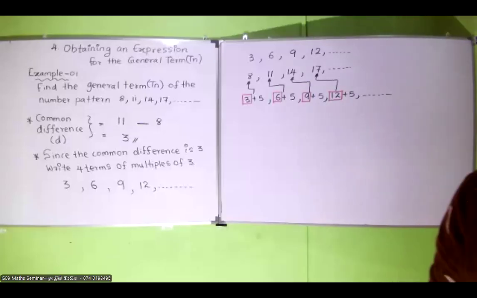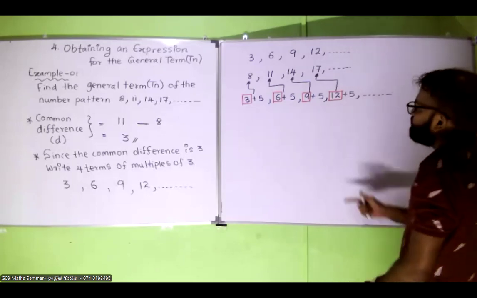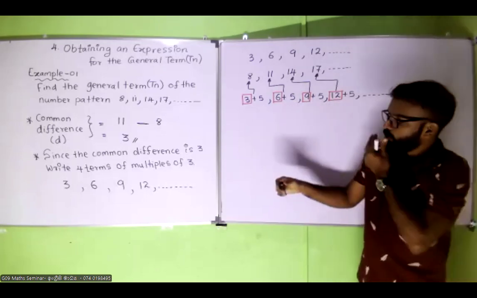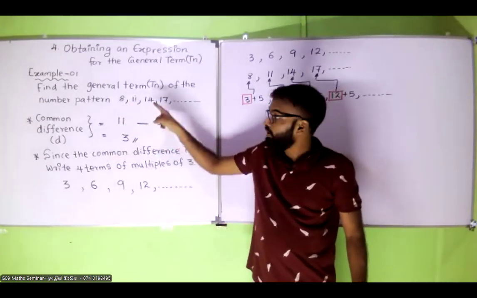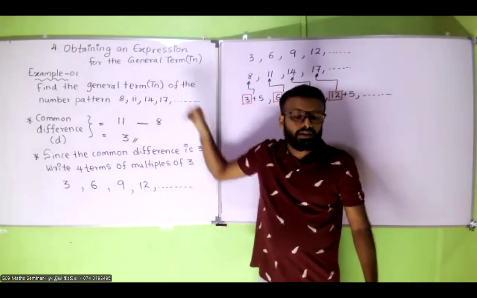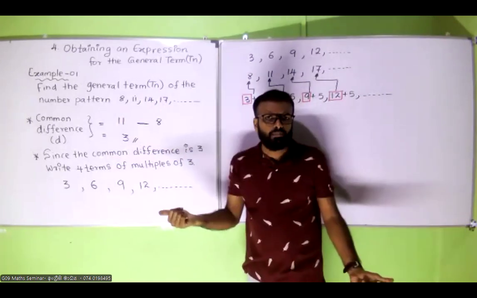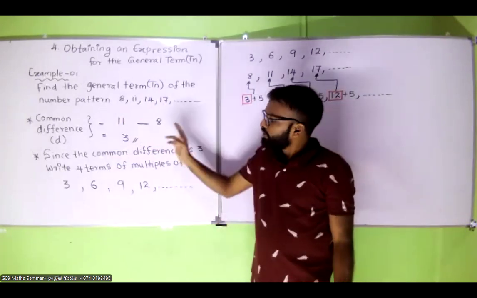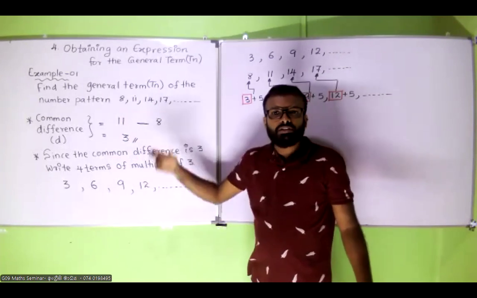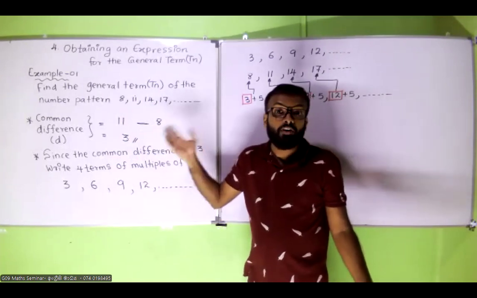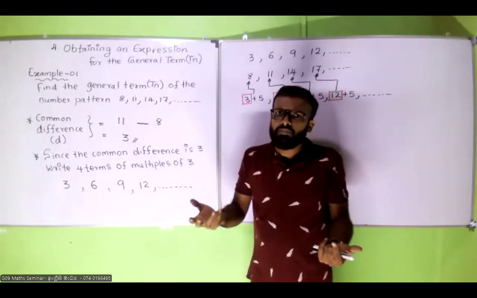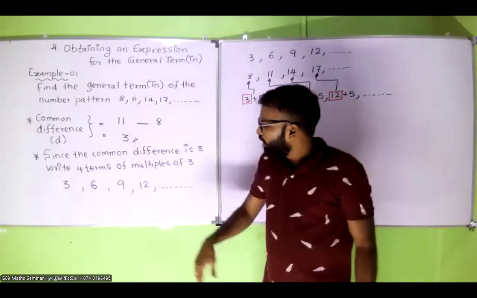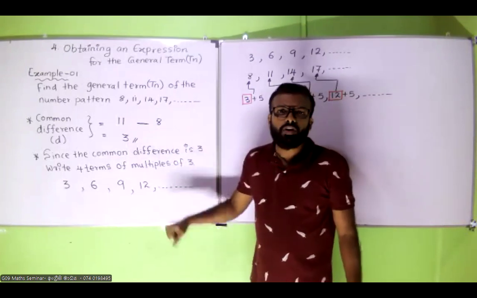Right. Previously, I gave you a hint to do this. First of all, you have to find the common difference of the given number pattern. That is the first step, common difference. Then, if your common difference is, for example, let's say 5. Now, here you have 3. If you have the common difference 5, you have to write the multiples of 5.